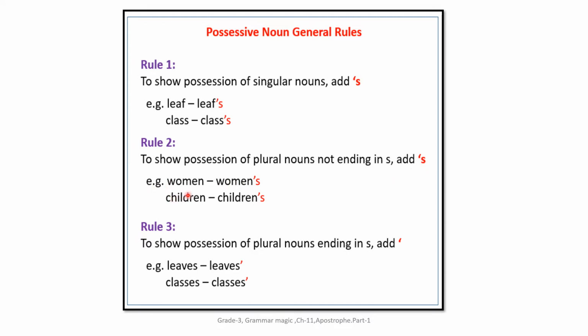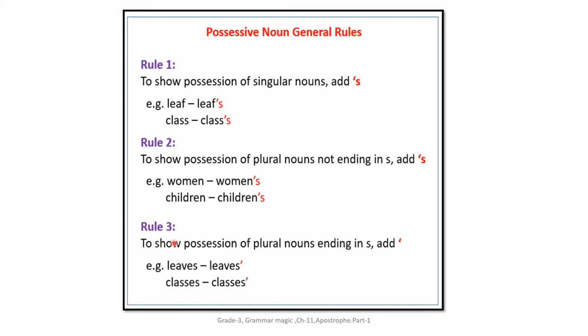Rule number 2, to show possession of plural nouns not ending in s, add apostrophe s. For example, woman. So children, what is woman? It's a plural noun. Yes. So how will we use apostrophe here? Woman's. Children, children's.